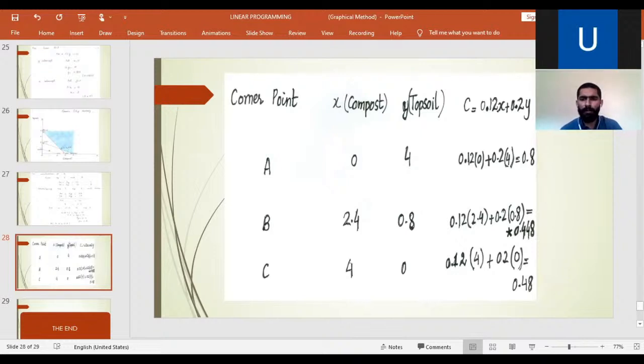So this is the minimization process of the graphical representation of the linear program.